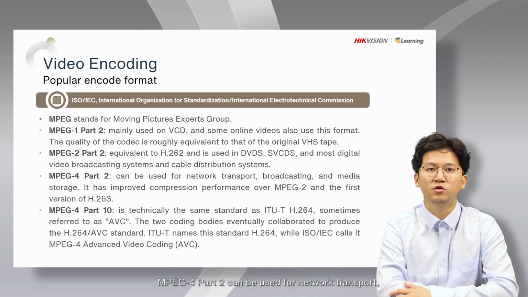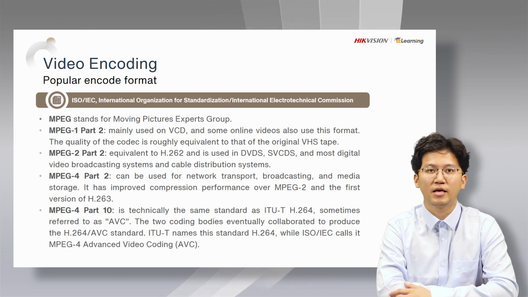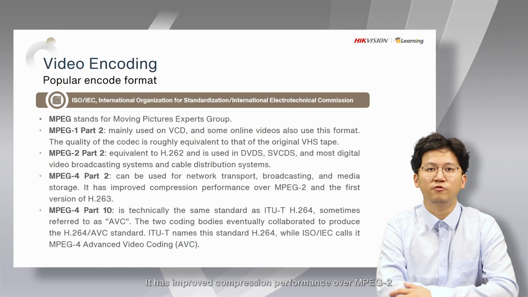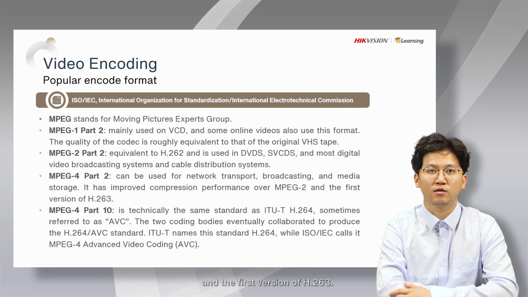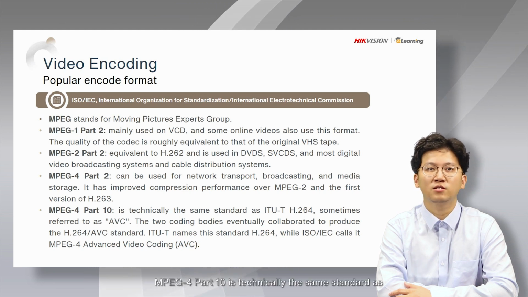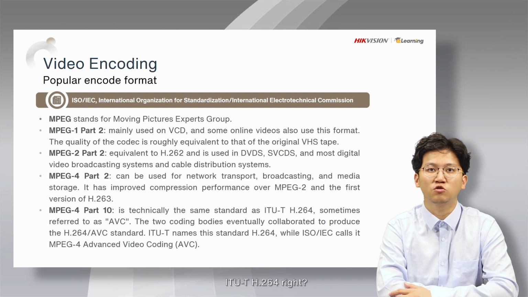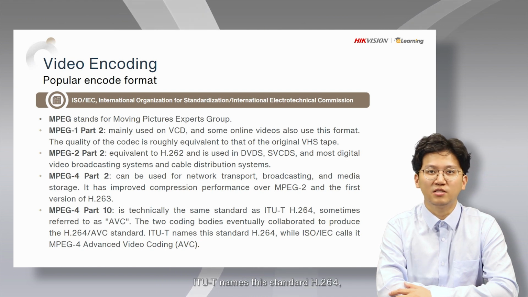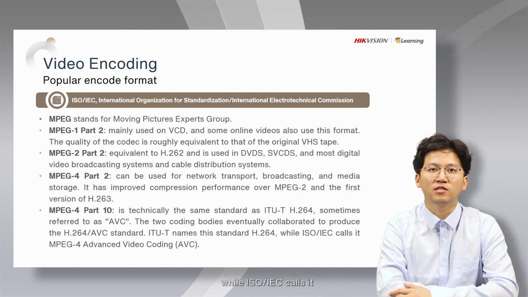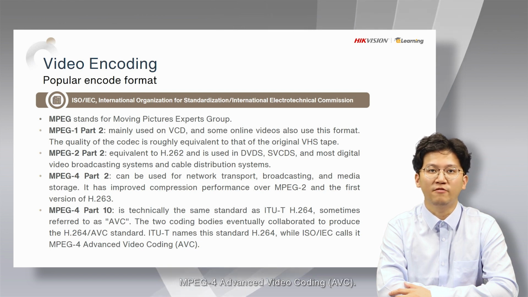MPEG-4 Part 2 can be used for network transport, broadcasting, and media storage. It has improved compression performance over MPEG-2 and the first version of H.263. MPEG-4 Part 10 is technically the same standard as ITU-T H.264, right? The two coding bodies, MPEG and H.26x, eventually collaborated to produce the standard. ITU-T names this standard H.264, while ISO and IEC call it MPEG-4 Advanced Video Coding, which is AVC.